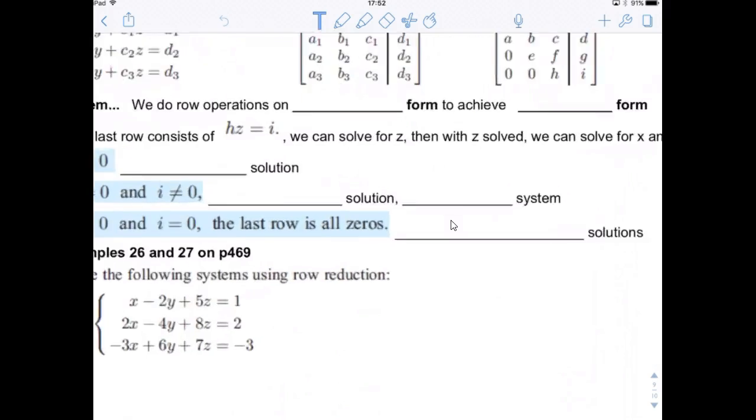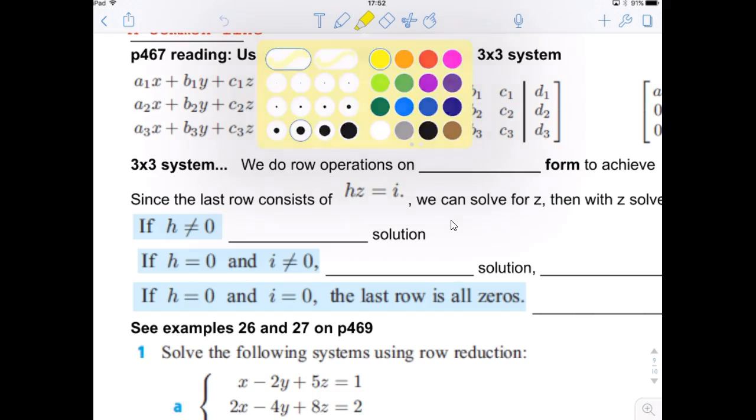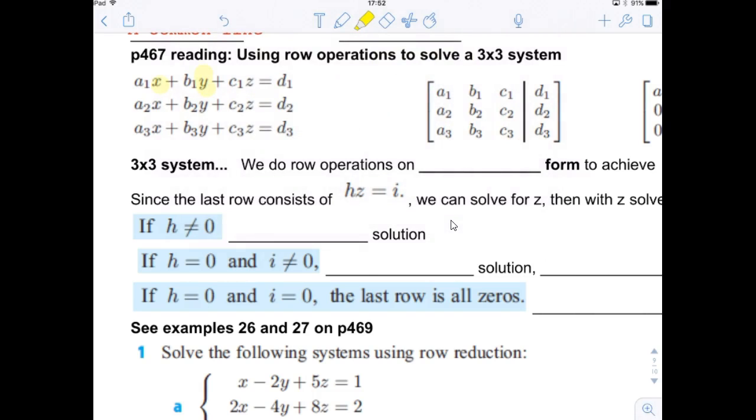So what does a 3x3 system look like? The reason they call it 3x3 is because it has 3 variables, which are x, y, z, and it has 3 equations, as you can see here. When you take these 3 equations and solve them as matrices, you take the coefficients a1, a2, a3, b1, b2, b3, c1, c2, c3, and the right-hand side d1, d2, d3, and put them in what we call an augmented matrix.